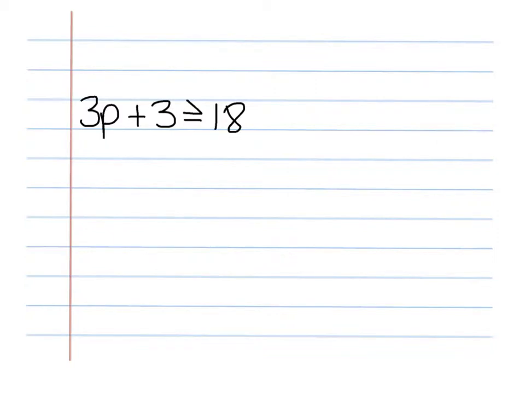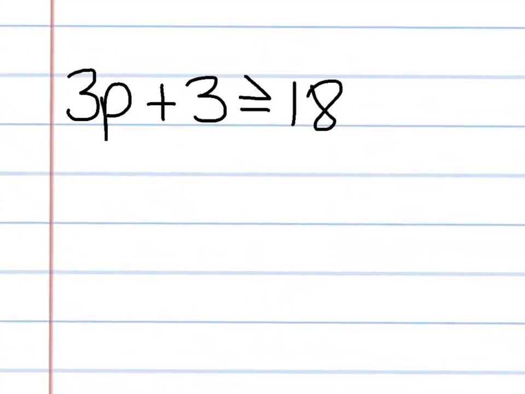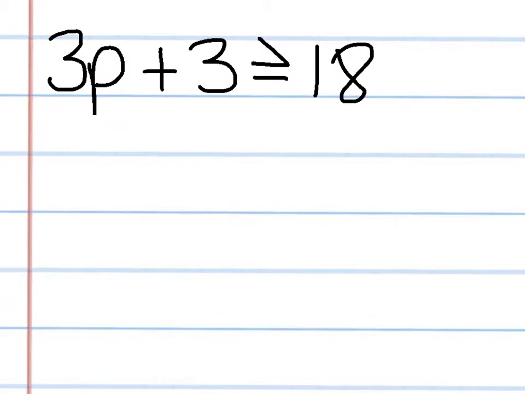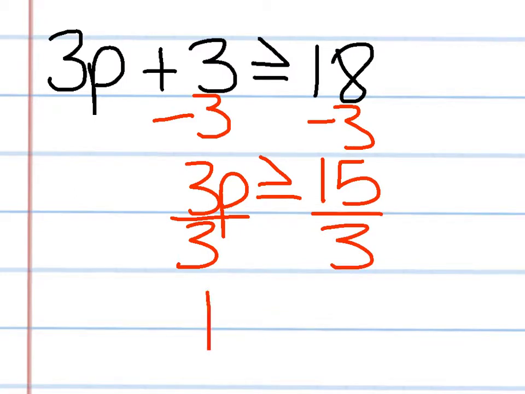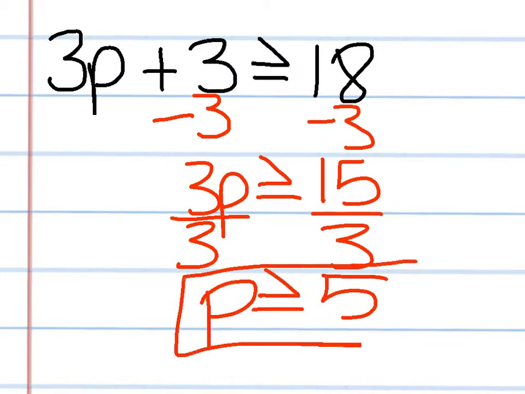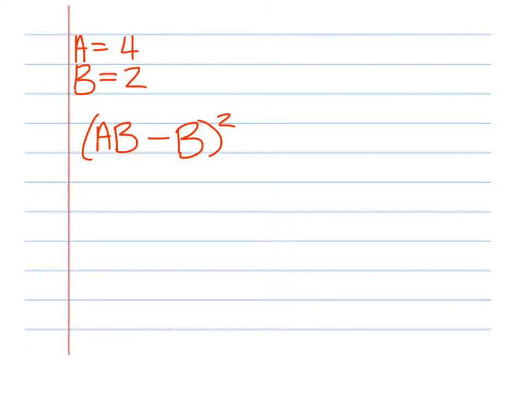Alright, practice problem number 1. Okay, back to the practice problem. We have 3p plus 3 is greater than or equal to 18. We want to subtract 3 from both sides. When we do that, we have 3p on the left, and on the right we have 15. Divide by 3. 15 divided by 3 is going to give us 5, so our answer should be p is greater than or equal to 5.